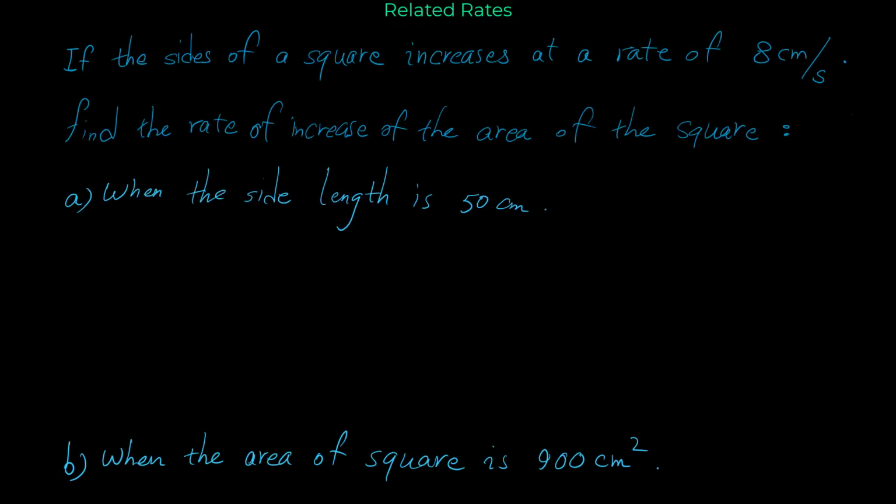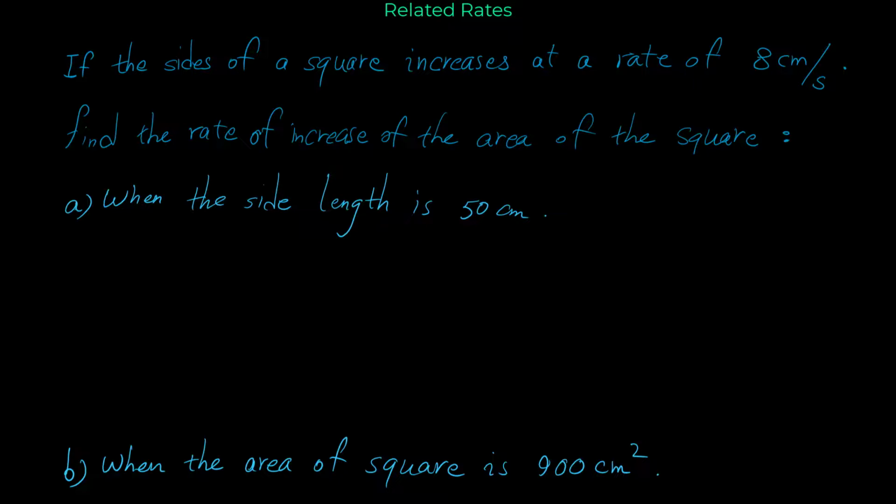Now look at this question. If the sides of a square increase at a rate of 8 centimeter per second, find the rate of increase of the area of the square when the side length is 50 centimeter and when the area of the square is 900 centimeter square.